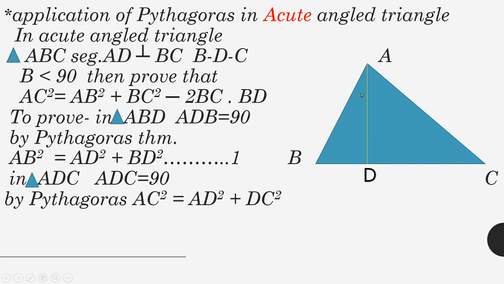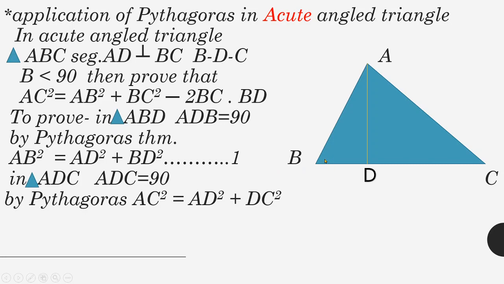Now you can see in triangle ABC, B is an acute angle. So you can write B is less than 90 degrees. So you have to prove AC square is equal to AB square plus BC square minus twice BC into BD. Suppose B is an acute angle.